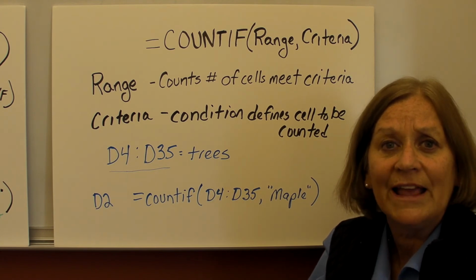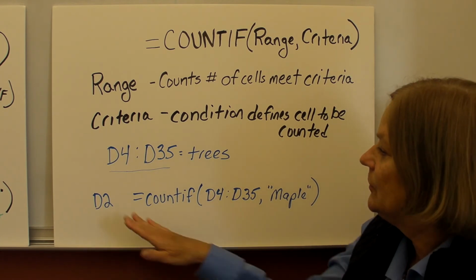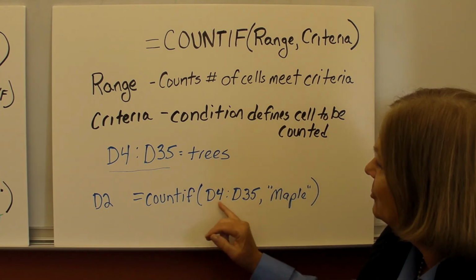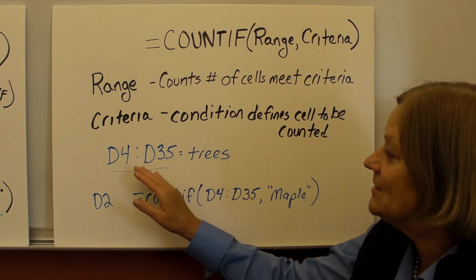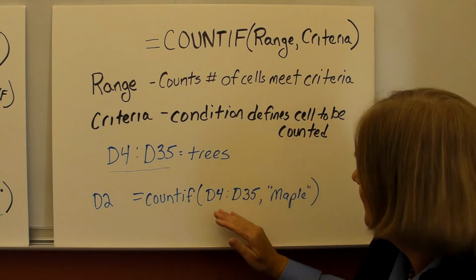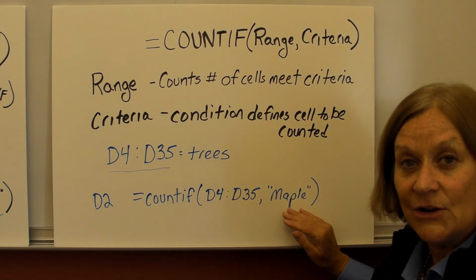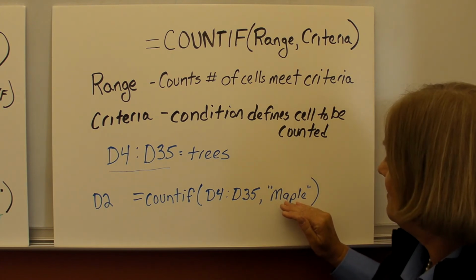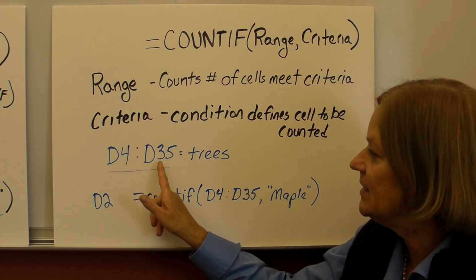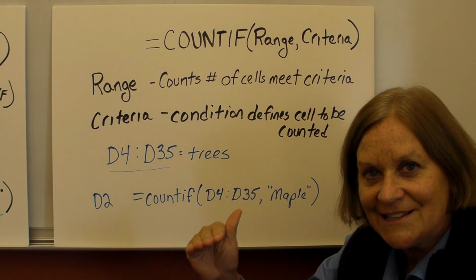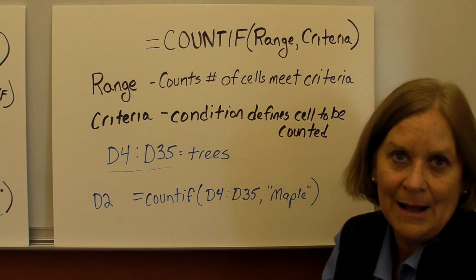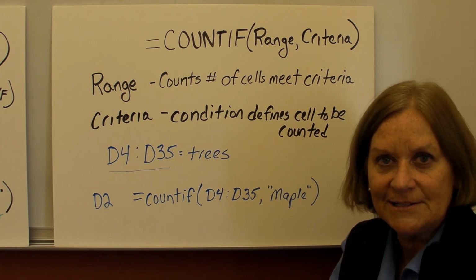So let's assume I want to count up the maple trees. So the function that I would build would say equal COUNTIF. The range that I want to put in my first argument is the range that contains the values that I want to count up. And then my second argument is the criteria or condition. I would type maple. Now what Excel is going to do is go through every cell from D4 to D35, and when it has the word maple in it, it's going to count those. And it will count up the total number of maple trees.